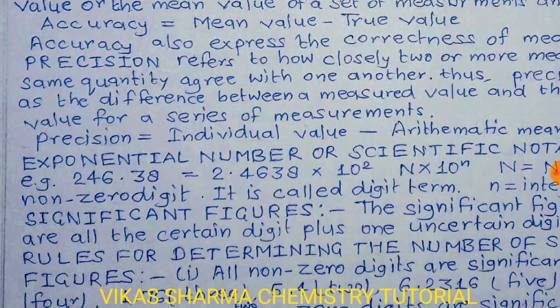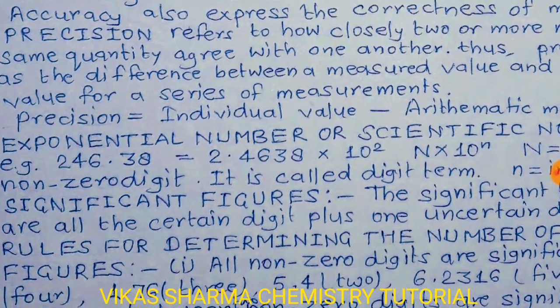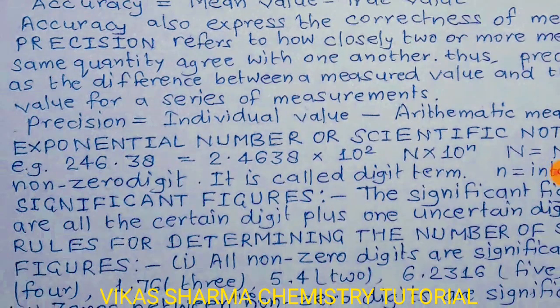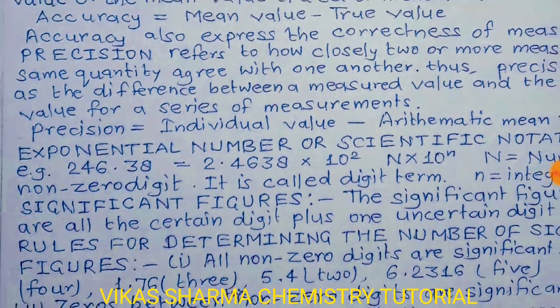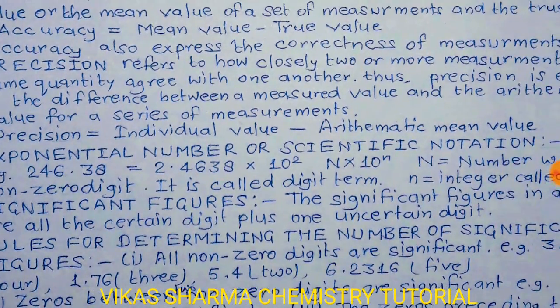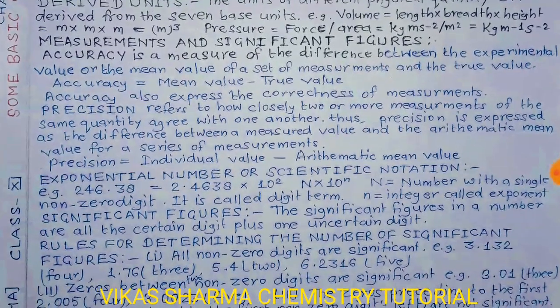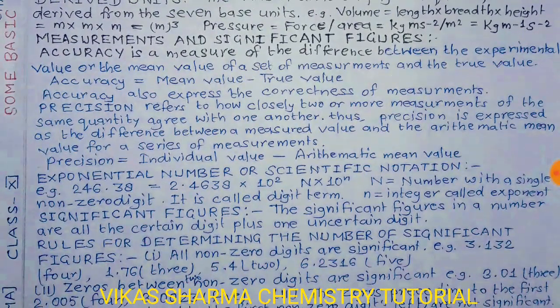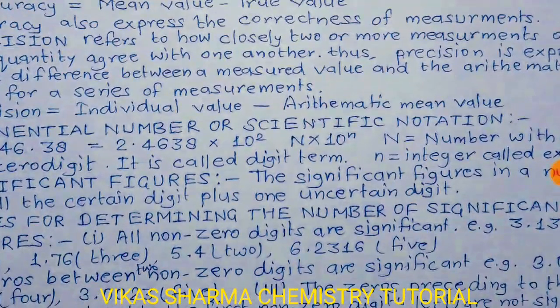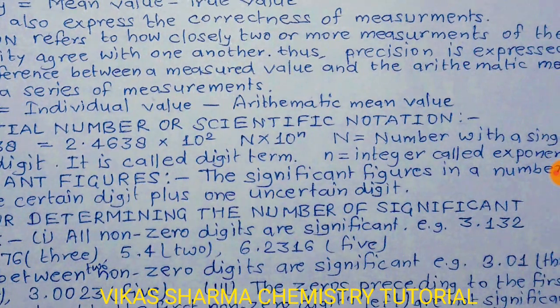Student, the question is raised in our mind: what are significant figures and how can we decide which digits are significant? The significant figures in a number are all the certain digits plus one uncertain digit. So the rules for determining the number of significant figures are: Rule number 1, all non-zero digits are significant.